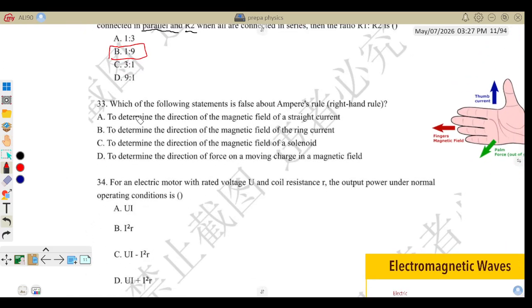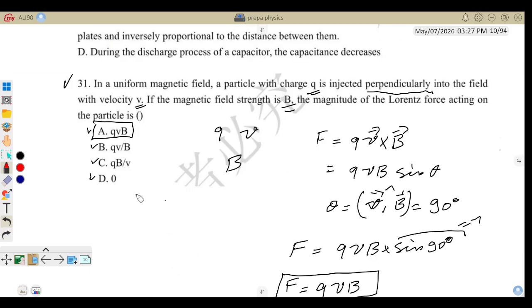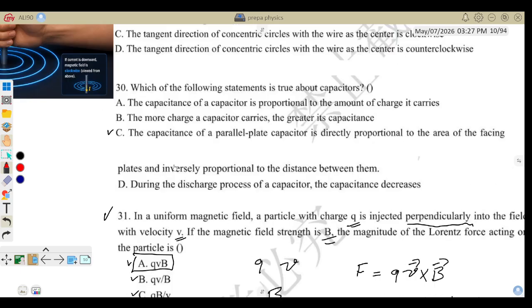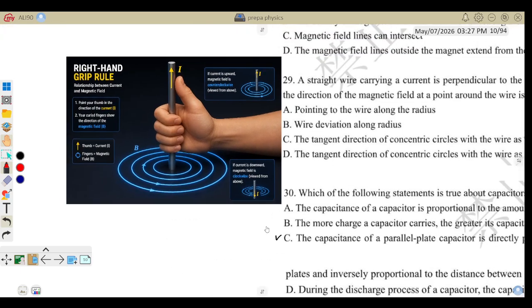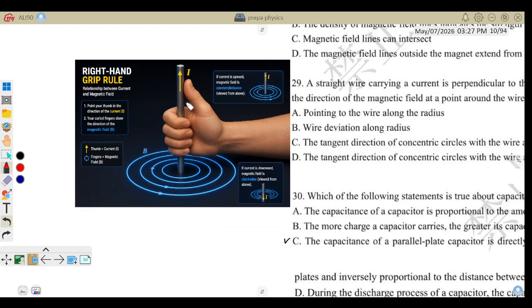For 33 here, which of the following statements is false? Again, which one is false? Which one is not correct? About Ampere's right-hand rule, to determine the direction of the magnetic field of a straight current. For Ampere's right-hand rule, if we remember the last video, we talked about this situation here, the relation between the magnetic field and the current in a straight wire.